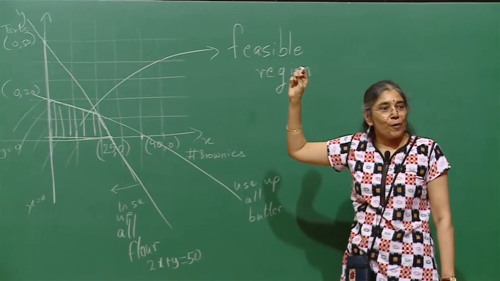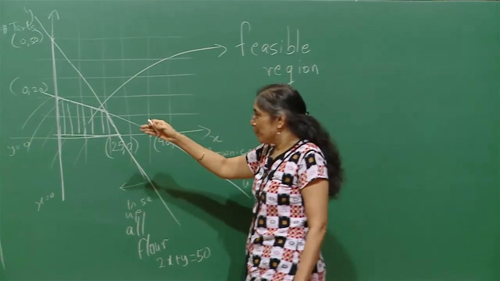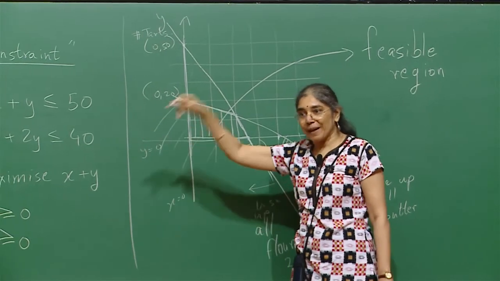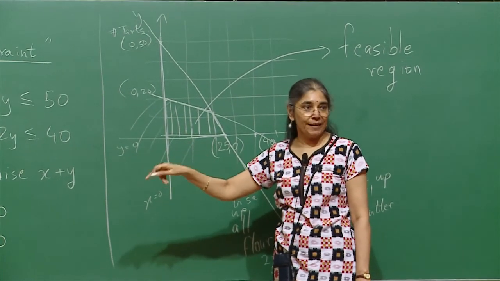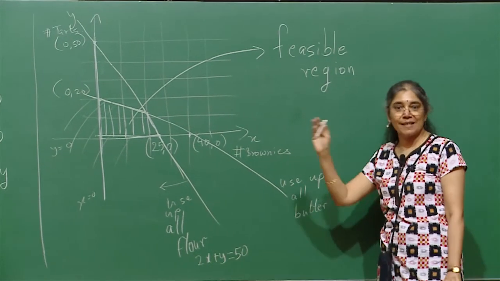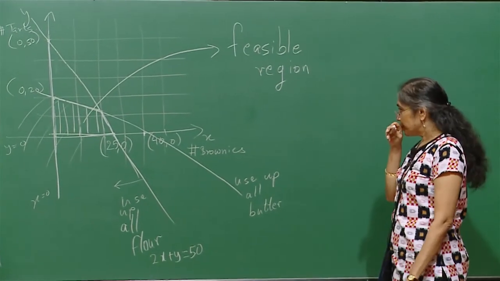It's feasible. What we mean by that is that if I choose a value of xy from this region, it is possible for the baker to bake those many brownies and those many tarts. The amount of ingredients available is enough. Okay. So feasible just means that it is possible to do this.